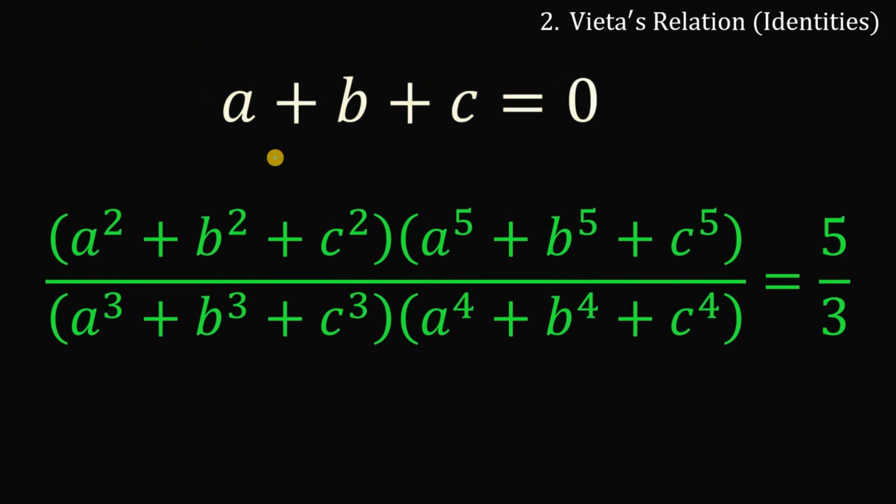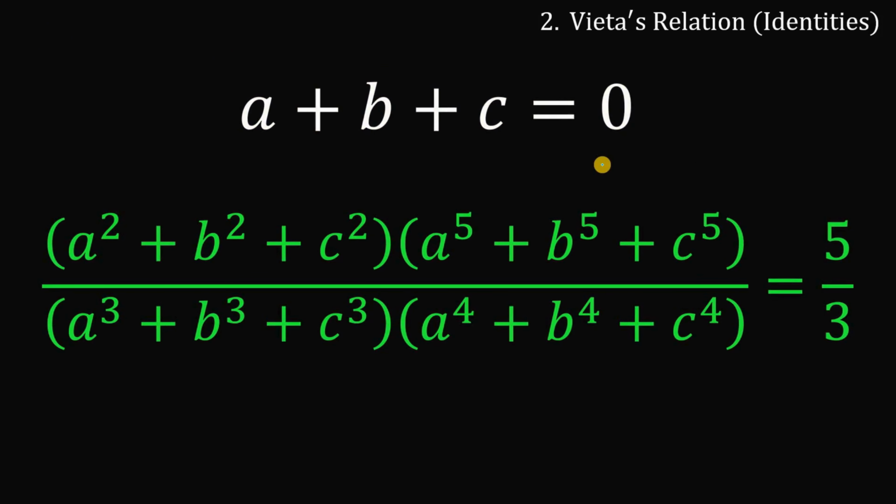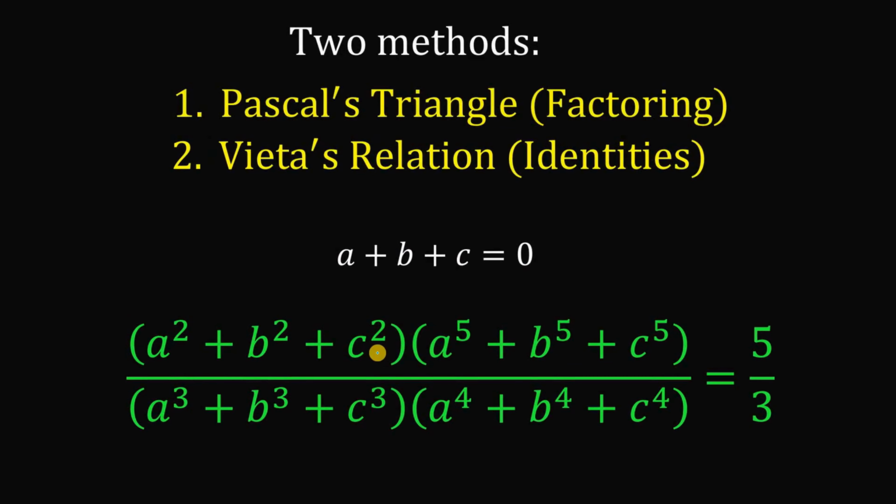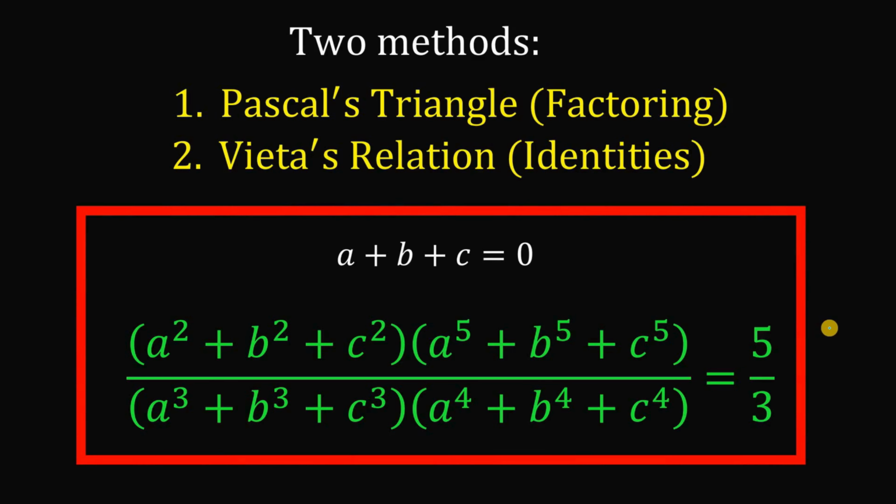Therefore, given that a plus b plus c equals 0, the numerical value of a squared plus b squared plus c squared multiplied by a raised to the fifth power plus b raised to the fifth power plus c raised to the fifth power, all over the product of a cubed plus b cubed plus c cubed multiplied by a raised to the fourth power plus b raised to the fourth power plus c raised to the fourth power, is simply equal to 5 over 3. And as always, we are done.